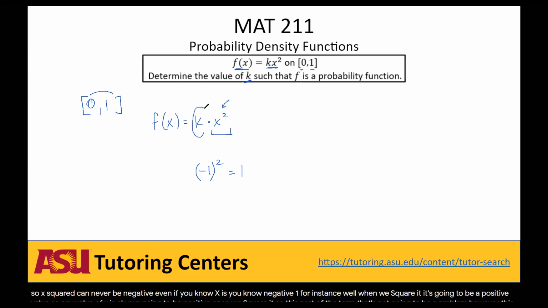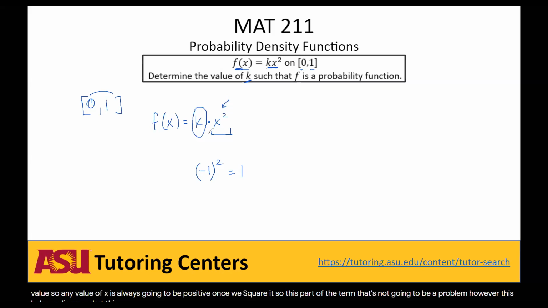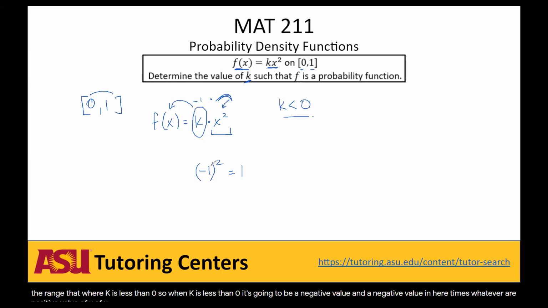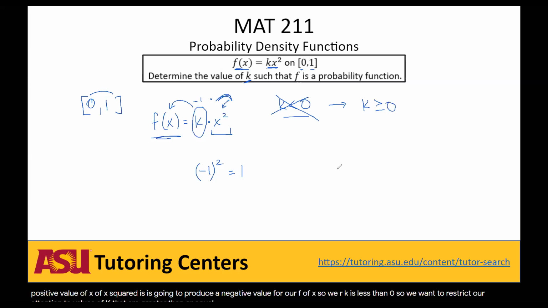However, depending on what this value for k is, this could potentially make our f of x function negative. So what this means is that we need to ignore the range where k is less than 0. When k is less than 0, it's going to be a negative value, and a negative value times whatever our positive value of x squared is going to produce a negative value for our f of x. So we don't want the values where k is less than 0. We want to restrict our attention to values of k that are greater than or equal to 0.